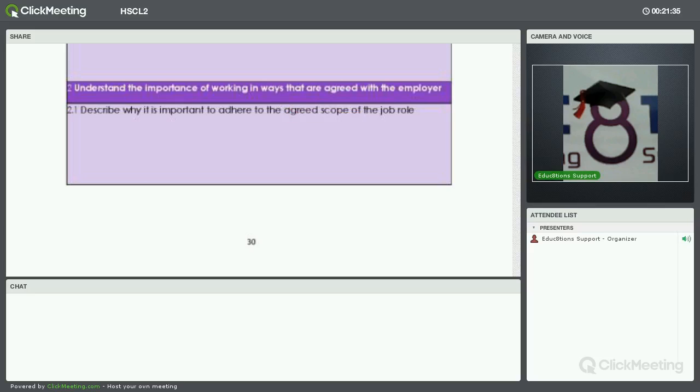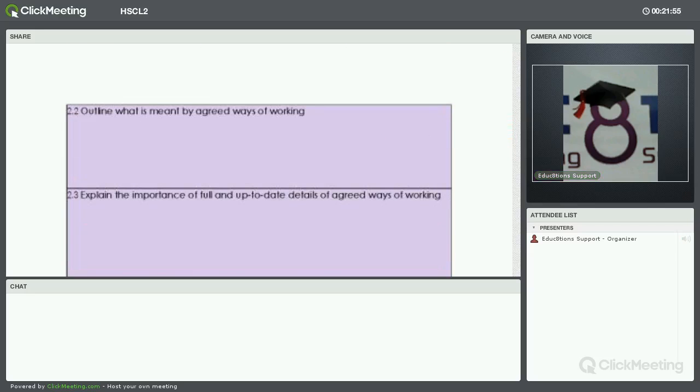So obviously you'll have a job description, which is the agreed scope of the job role. So have a look at your job description and tell me why it is important that you do your job description, that you stick to your job description. Move on.